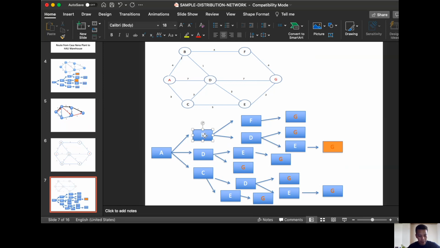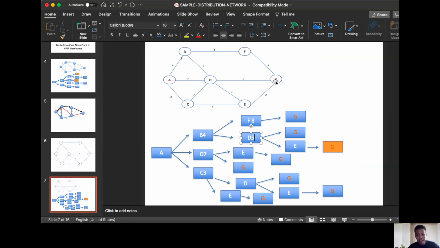From A going to B, this is 4. A going to D, this is 7. A going to C, that's 3. And then from B, we have two possible options. Go to F, that's B4 plus 4, this is F8. B to D, this is B5.